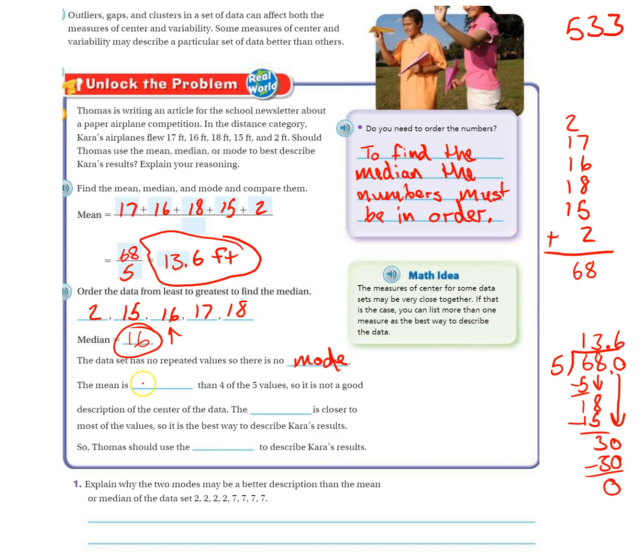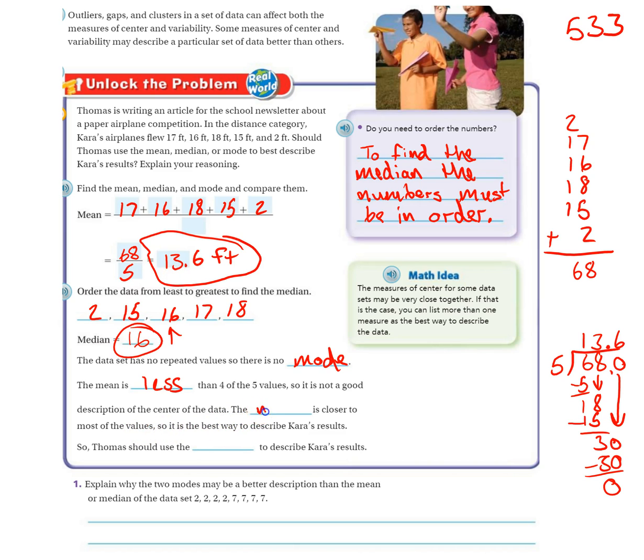The mean is less than 4 of the 5 values. So 13.6 would be right here. And look, there are 4 numbers that would be more than the mean. So is that really showing where most of the data is? So it is not a good description of the center because most of the data is actually larger than the mean.